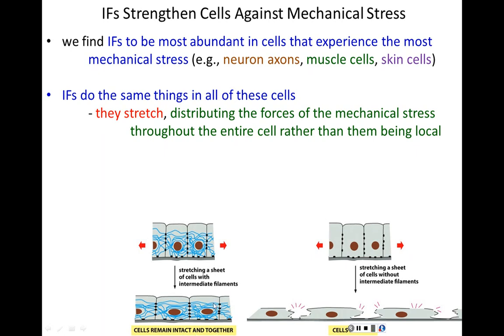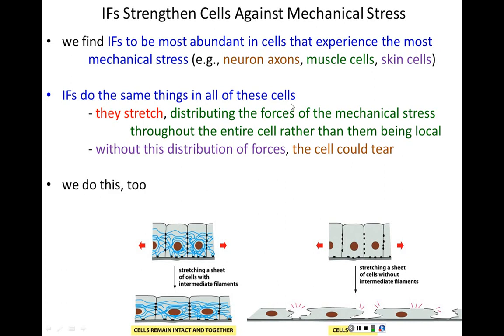Without that durability, those same cells would stretch and tear and separate, and you would have cellular destruction. So without intermediate filaments, cells could not withstand the forces that are put on them. The cells could not distribute these forces and spread them out over the tissue, resulting in those tissues tearing.